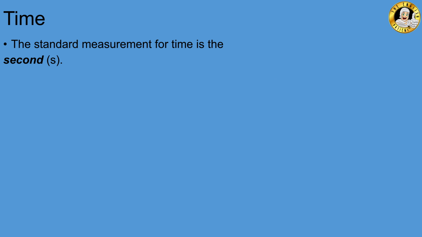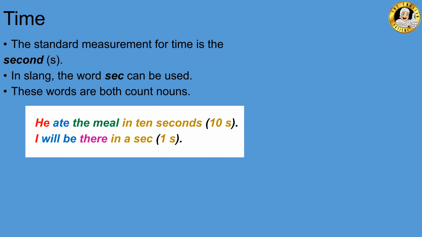Now, the standard measurement for time is the second. In slang, note that we often use the word sec. Both of these words are count nouns. So you could say, for example, he ate the meal in 10 seconds. 1 second, 10 seconds. I will be there in a sec, meaning I will be there in 1 second, meaning 1 again here.